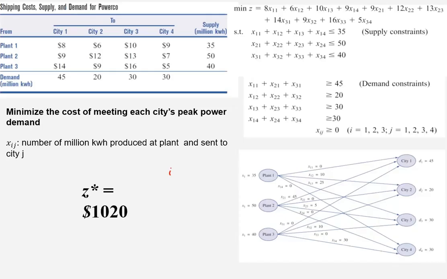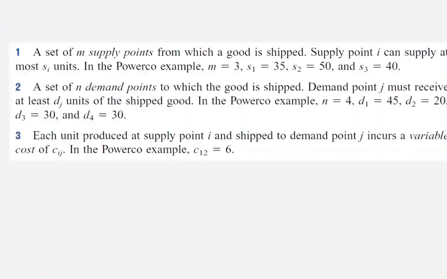Z star, which is the money, is $1,020 for this solution. So this is just a different example, but same structure, same pattern. Whenever we are facing problems like that, we call them transportation models, transportation problems.